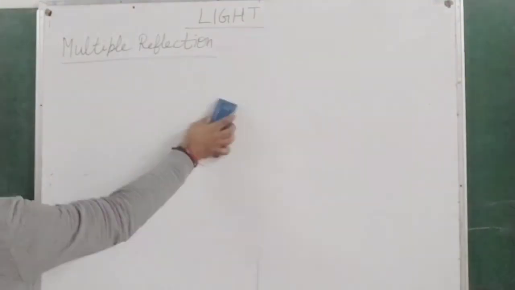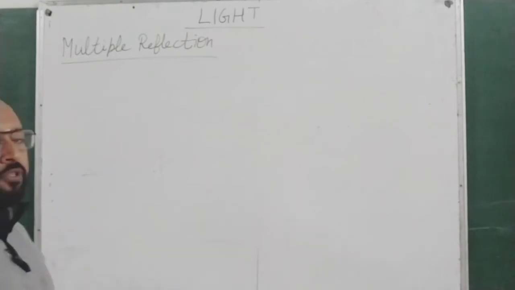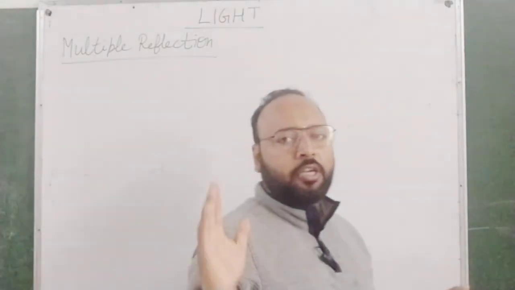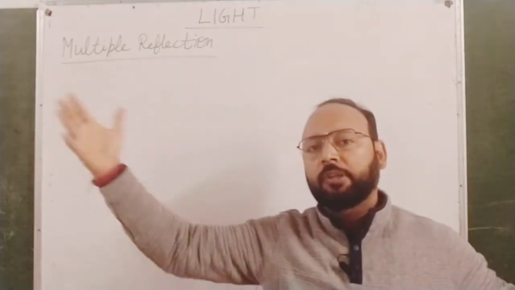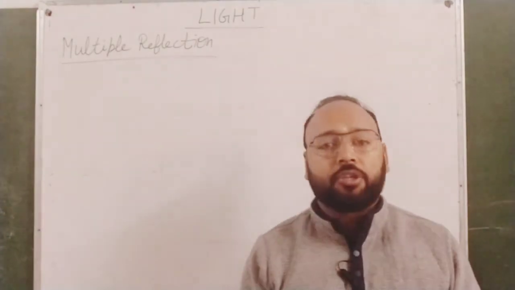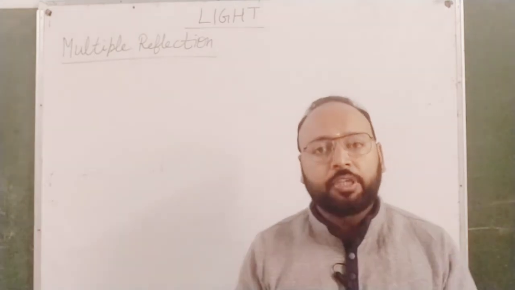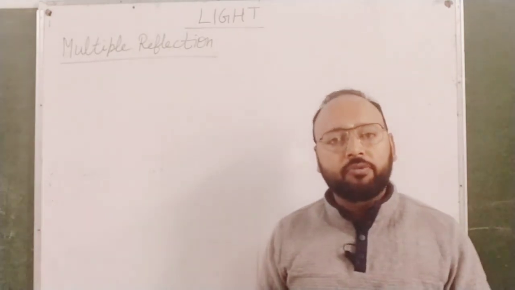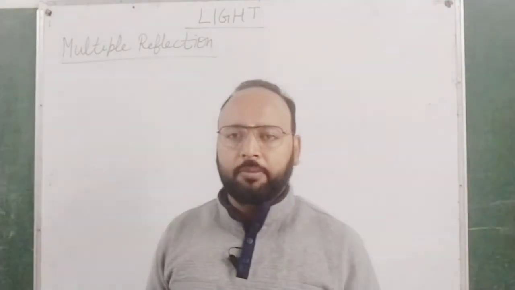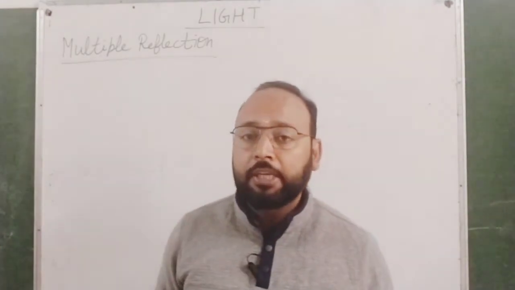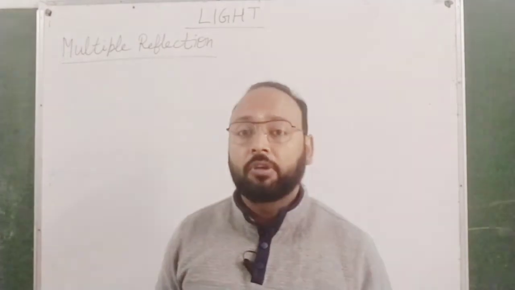So how does this happen? When we sit on a chair with one mirror at the front and one mirror at the back, there will be a number of images. Now the question arises: how do we have to keep the mirrors? They must be kept at an angle, and you can keep them at any angle. But how can we calculate how many images will be formed?